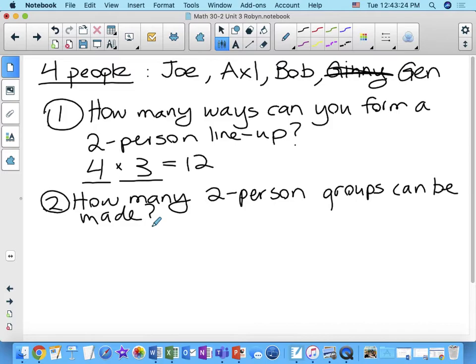Okay. Is order important here? No. Right? Because if 2 people in this class work on a group project together, it's not a different group project if you switch the order of their names in the top left corner of the project. So it doesn't matter the order of the group. It's still the same 2 people in that group. Okay, so let's actually write out the groupings here. Let's start with Joe.